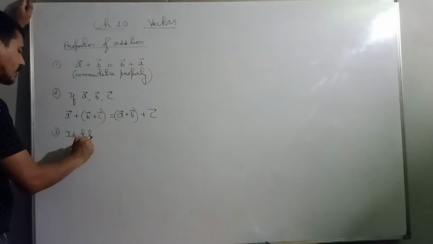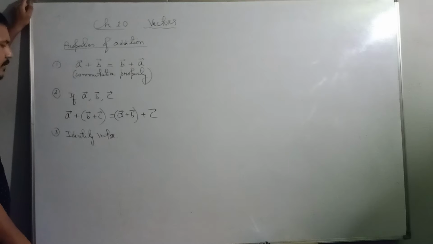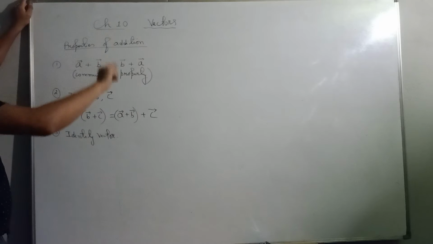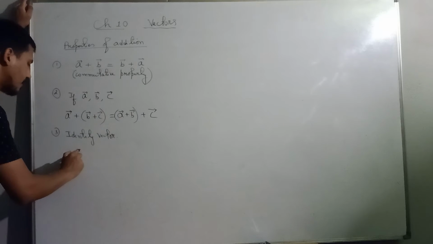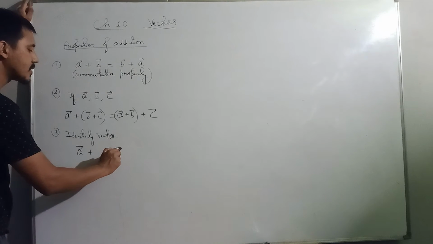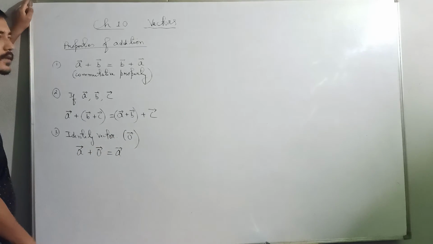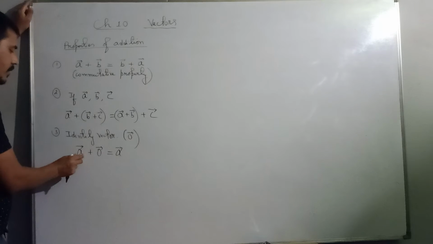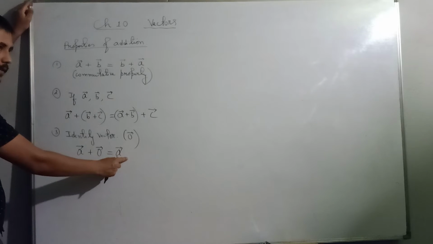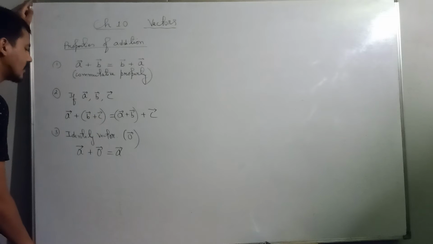Identity vector. What do you mean by identity vector? Identity vector means you have to choose a vector so that when you add it to another vector, that will give you that vector itself. See, vector A added with which vector will give you A itself? Zero vector. So this zero vector is known as your identity vector. When a vector is added to some vector and you need the same vector A again, the only option is the zero vector. Okay?